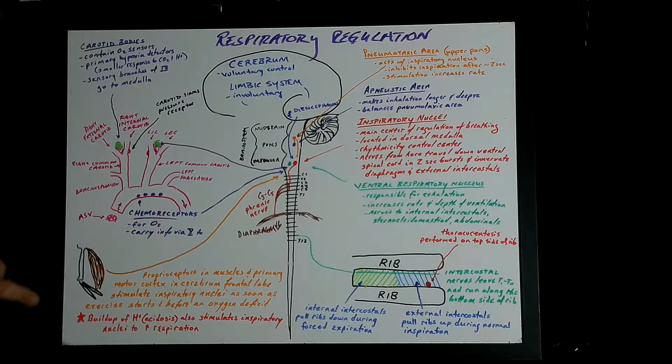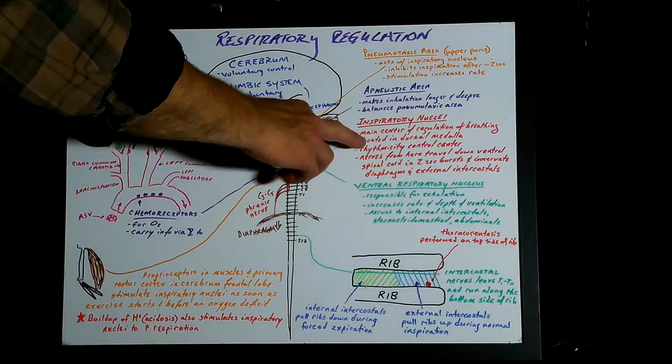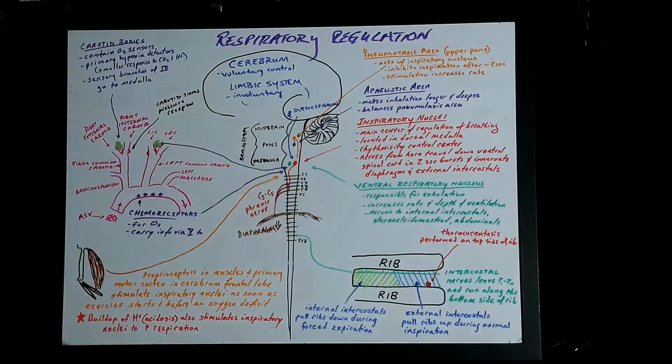This is a lot. Think of this as kind of like being the SA node in the heart. The SA node, left alone, is going to do its own signal. But as we know from studying cardiac output, lots of things can tell the SA node to speed up or slow down. And the same is true about the inspiratory nuclei inside the medulla.